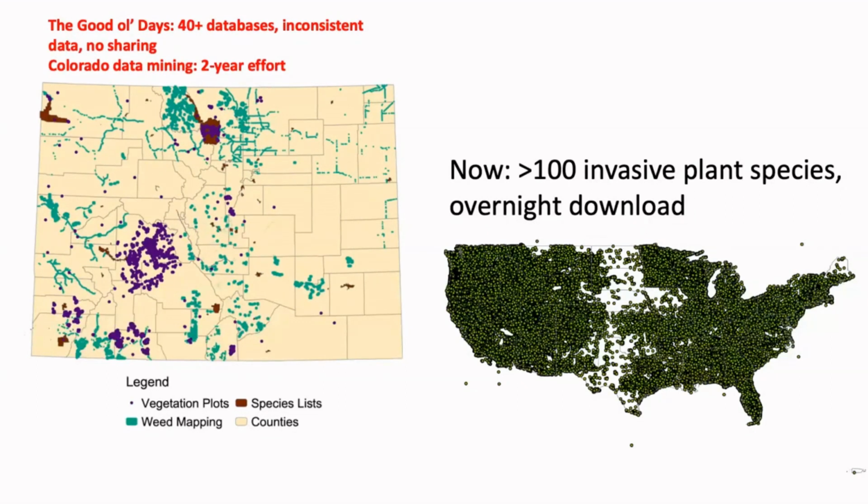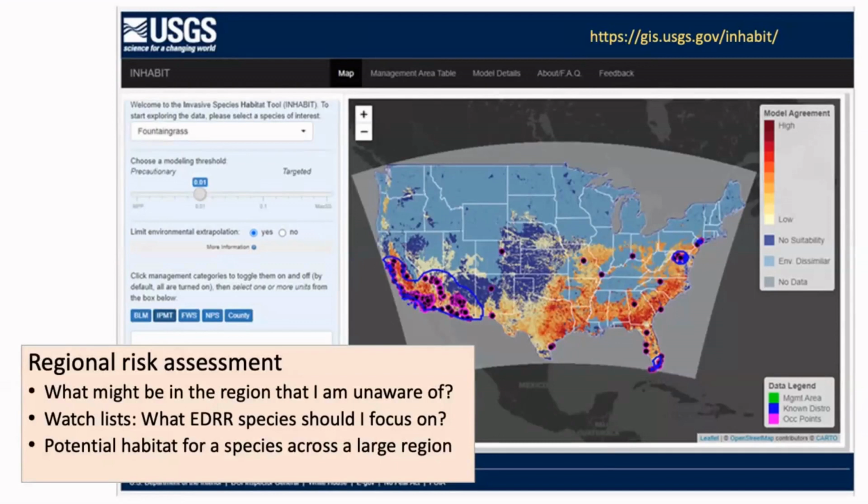Thanks to everyone contributing data to EDDMapS and other aggregators, it's now a quick process to obtain multiple occurrence data sets, such as these locations for over 100 species obtained overnight. These occurrences can be matched with environmental information to create habitat suitability models.